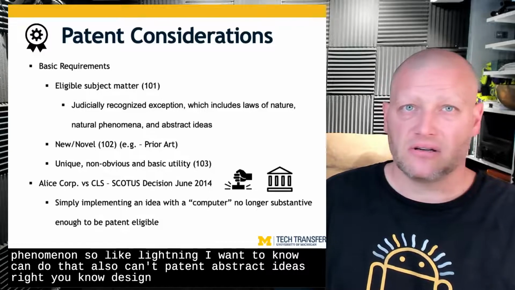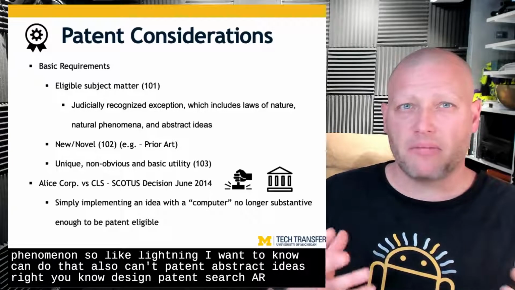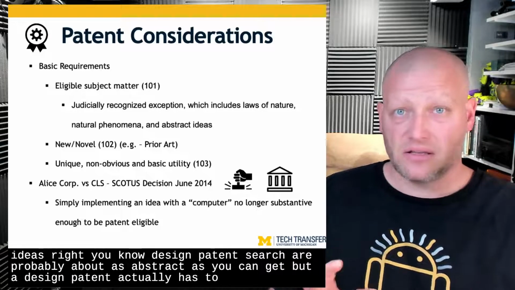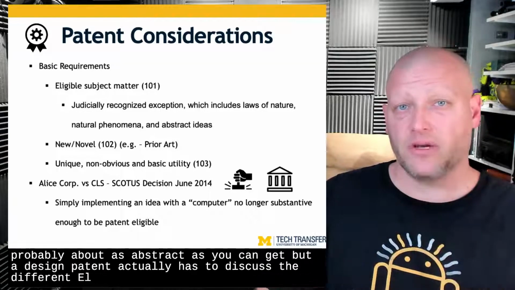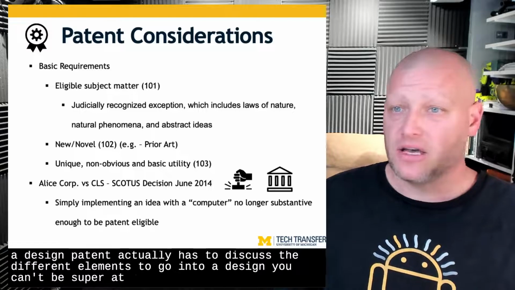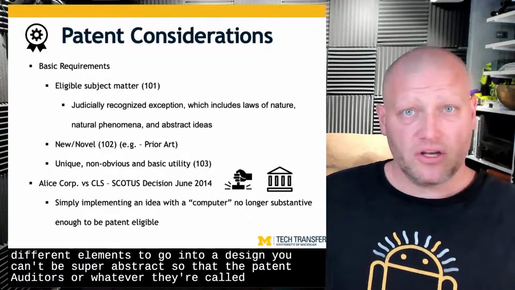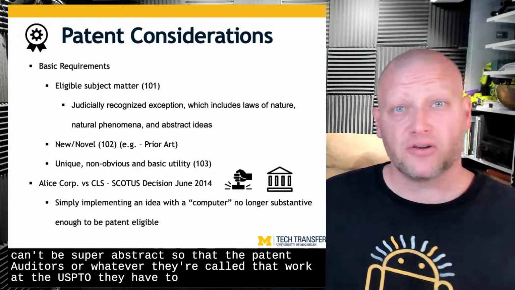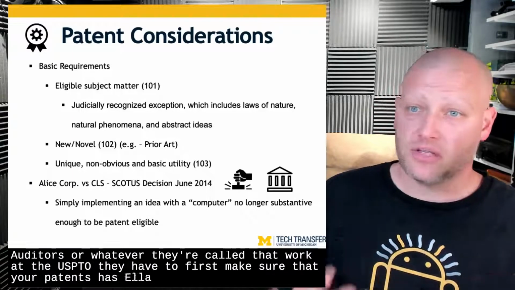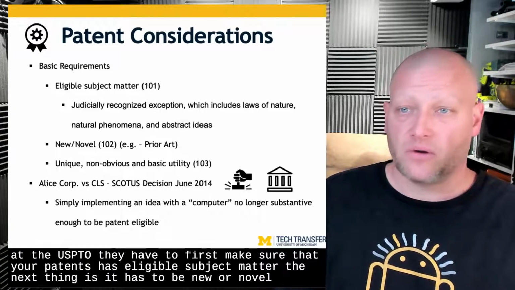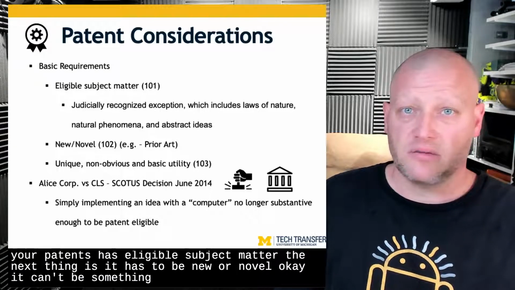Design patents are probably about as abstract as you can get, but a design patent actually has to discuss the different elements that go into a design. It can't be super abstract. So the patent auditors, or whatever they're called, that work at the USPTO, they have to first make sure that your patent has eligible subject matter. The next thing is it has to be new or novel. Okay, it can't be something that has essentially been invented before.